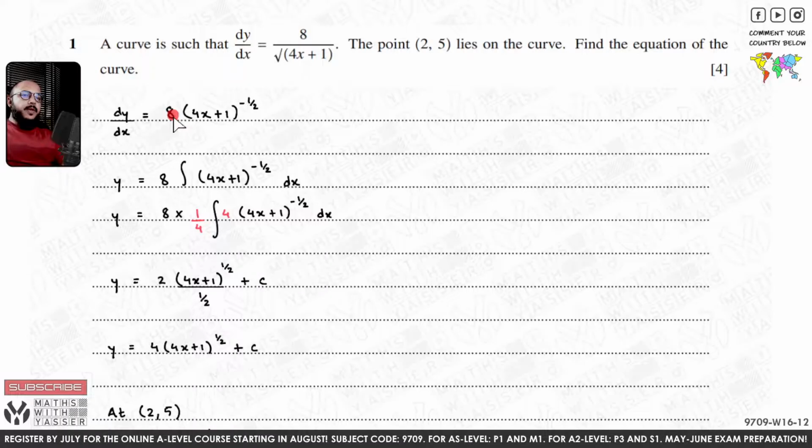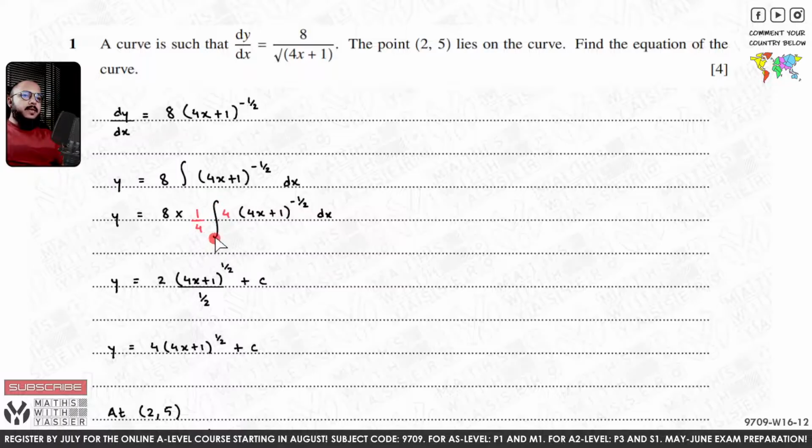So for that, we will be taking out 8 from the integration because it's a constant. Then we are left with 4x plus 1 to the power negative half. And so power is the operator. That means we have to differentiate 4x plus 1, which gives us 4. And in order to balance it, it will be 1 over 4 outside the integral sign.